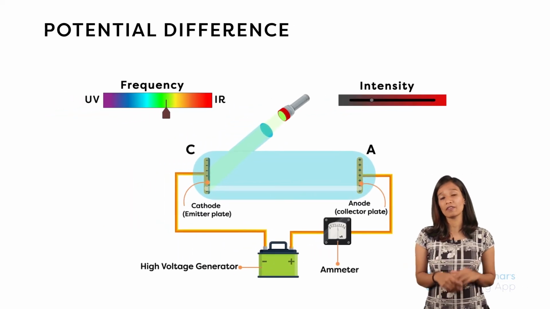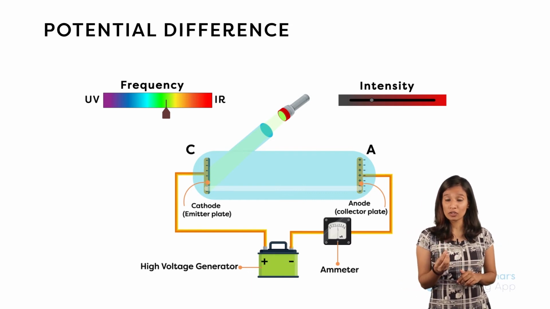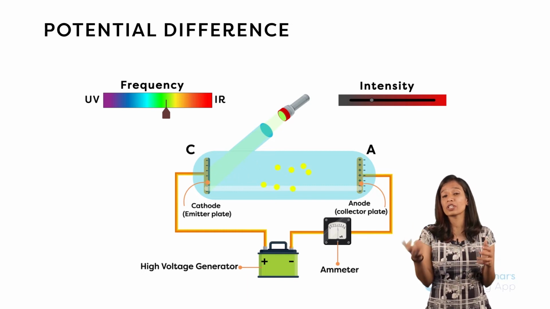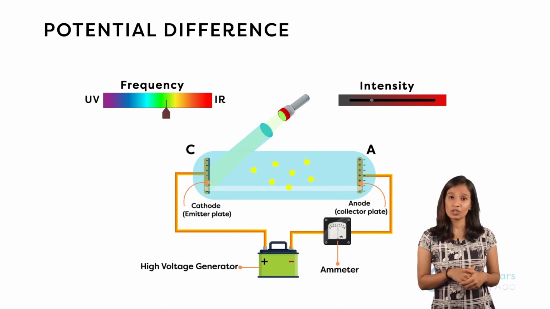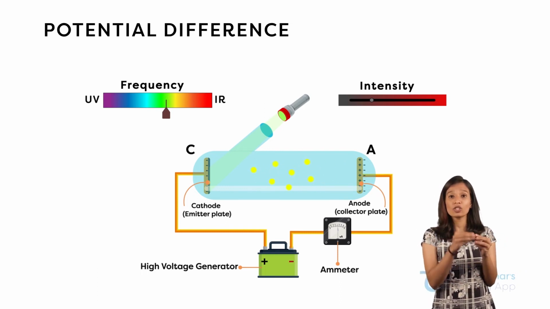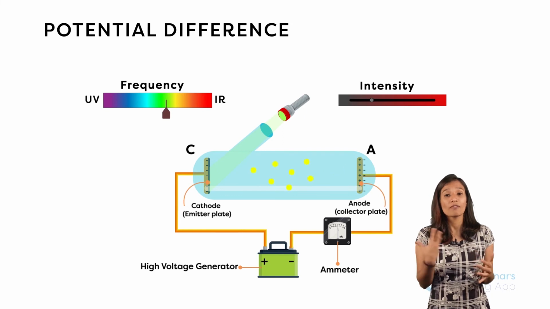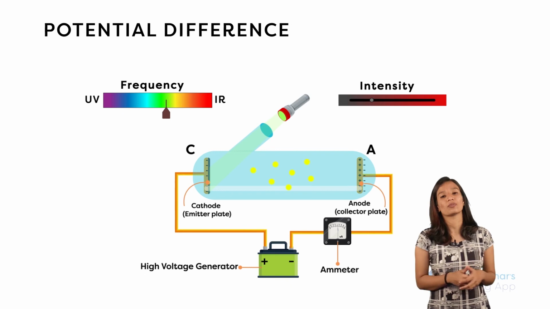What will happen if I give a negative potential? When I give a negative potential, we see that the electrons do not reach the collector plate. Isn't it very obvious? If you have a negative potential at the collector plate and the electrons are also negative, we very well know that 2 negative charges will repel each other. Therefore, only the electrons which had very high energy could reach the collector plate, whereas the electrons which had lower energy did not reach the collector plate.